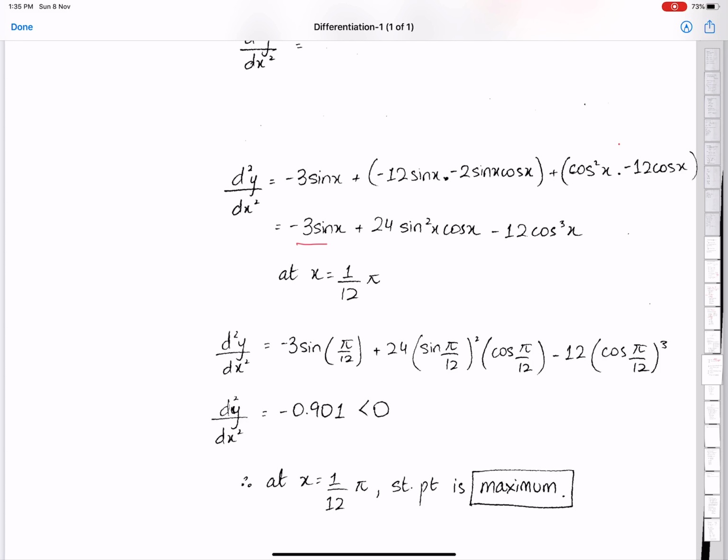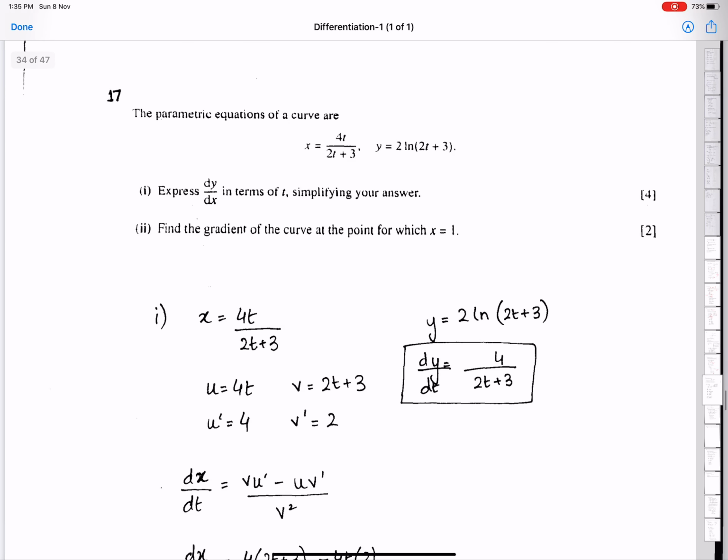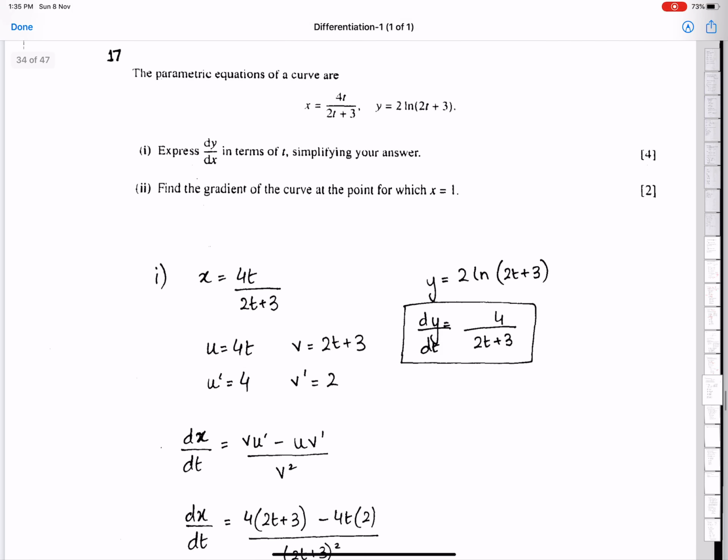Here is the simplified form of the second derivative. At pi by 12, the answer is negative. Therefore, the point is maximum. Again, the next question is the same question, it is parametric. I'm leaving this.